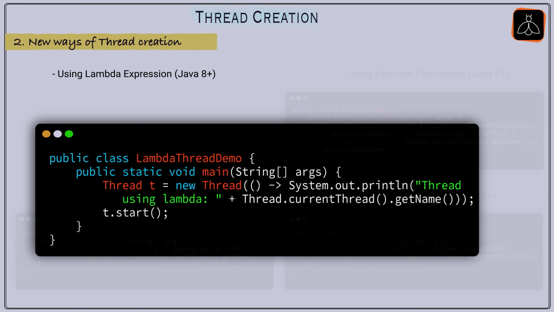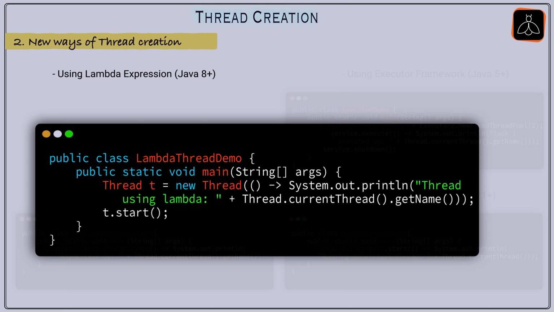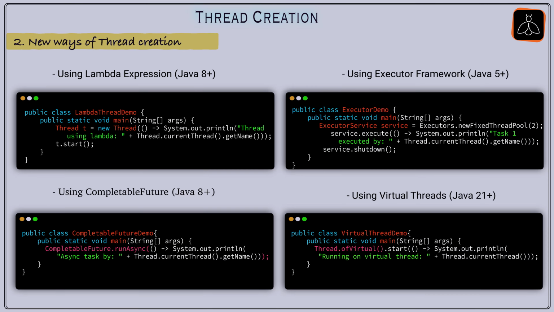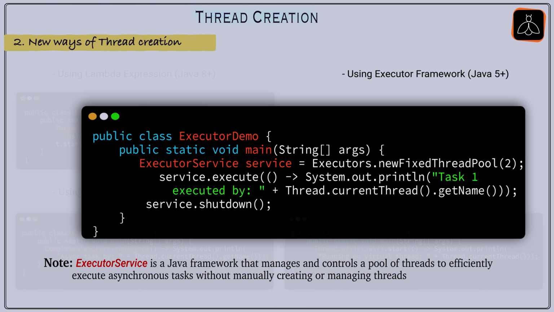The first approach is using a Lambda expression, which came in Java 8. Here we utilize a Lambda expression for the run method, since Runnable is a functional interface. While creating the thread, we pass the Lambda expression as an argument to the Thread class. The second approach is the Executor framework, which came in Java 5. ExecutorService is a Java framework which manages and controls a pool of threads. This is useful when we need a bunch of threads to execute tasks asynchronously. It helps to avoid manually creating and managing the threads.